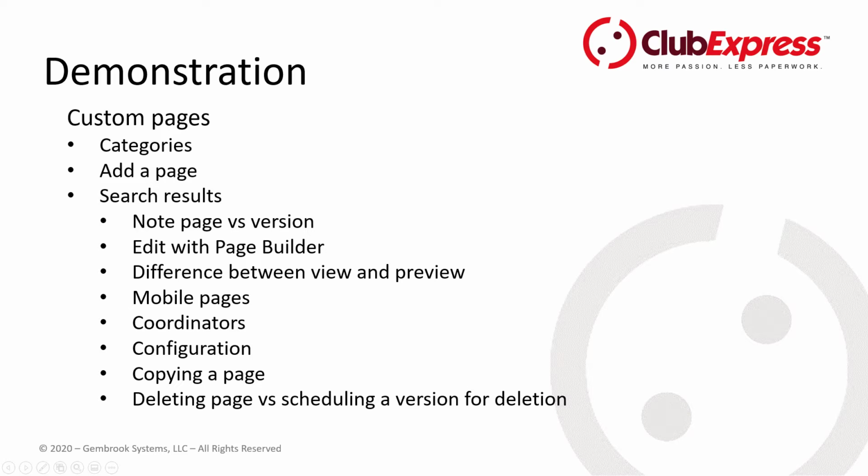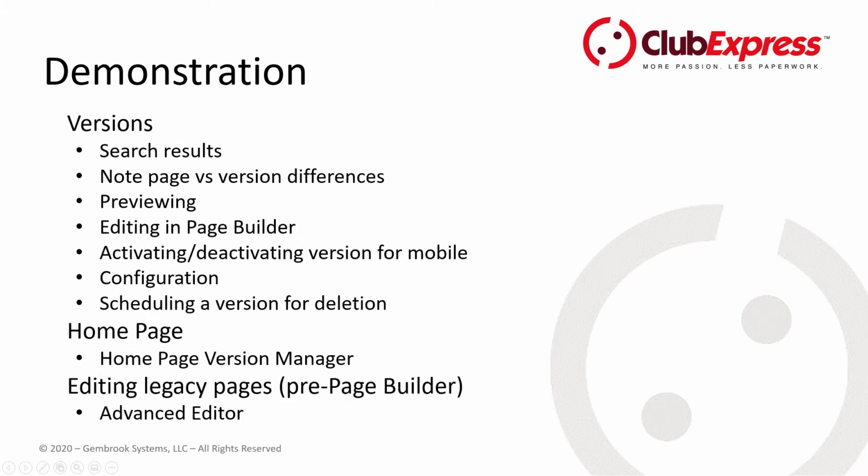We'll talk about configuring pages, how to copy a page, including the new ability to, when you copy a page, decide which version you want to copy. And we'll talk about deleting a page versus scheduling a version for deletion. Then we'll jump into versions. We'll look at the search results there. We're going to note, again, page versus version differences, previewing pages, editing in the page builder, activating and deactivating versions for mobile, configuration and scheduling for deletion.